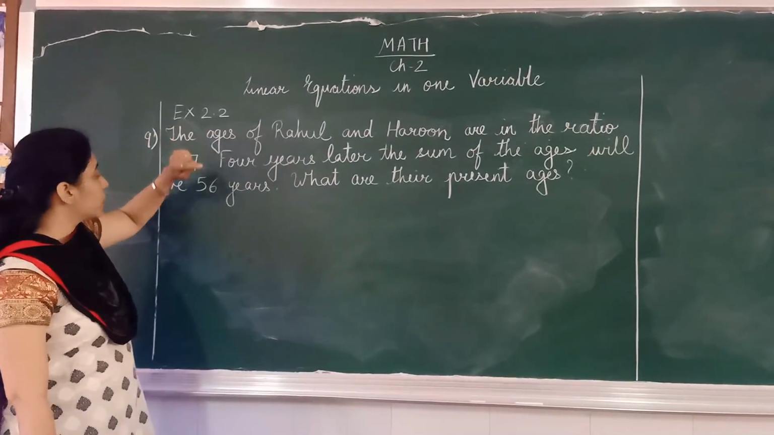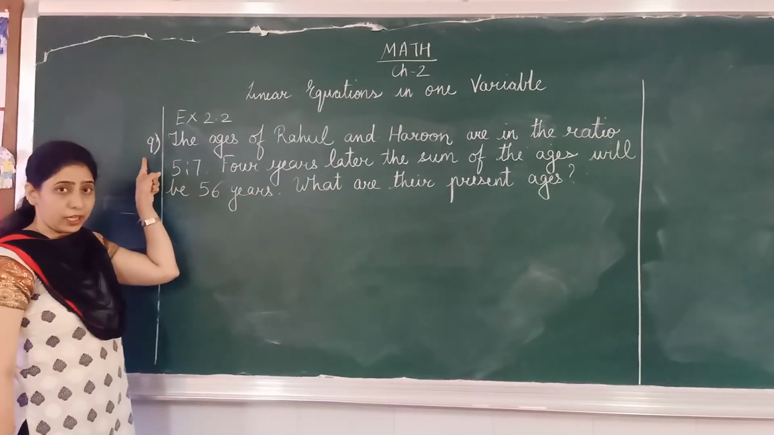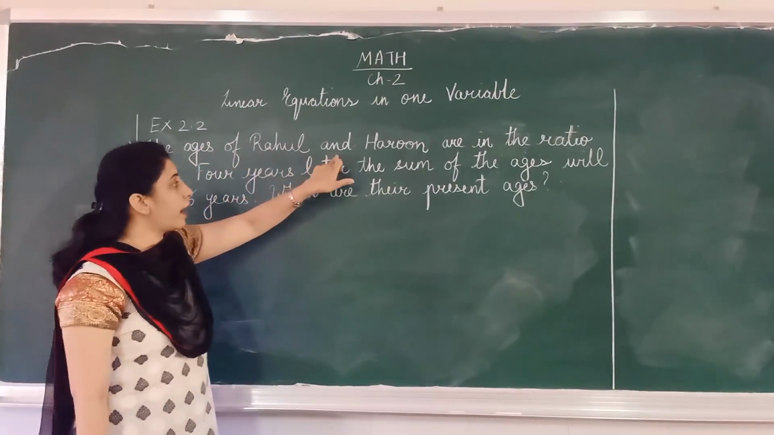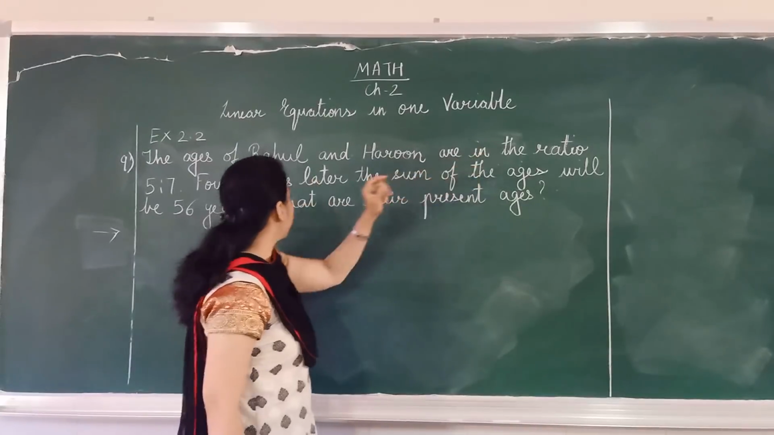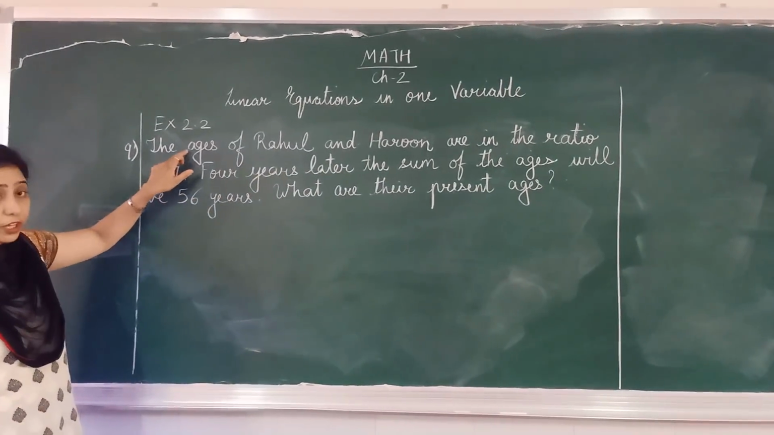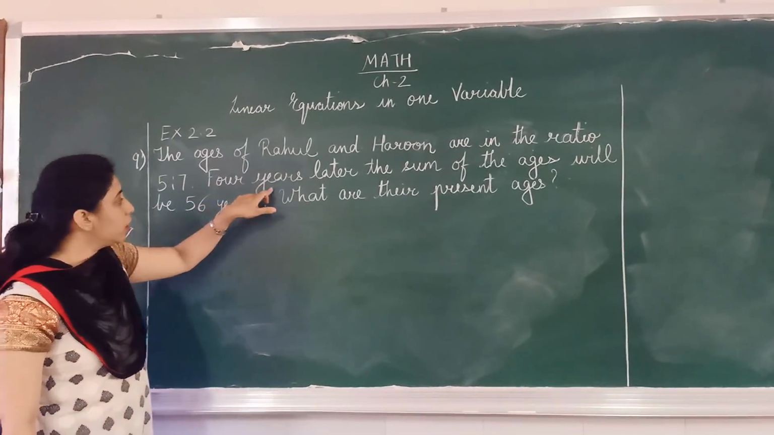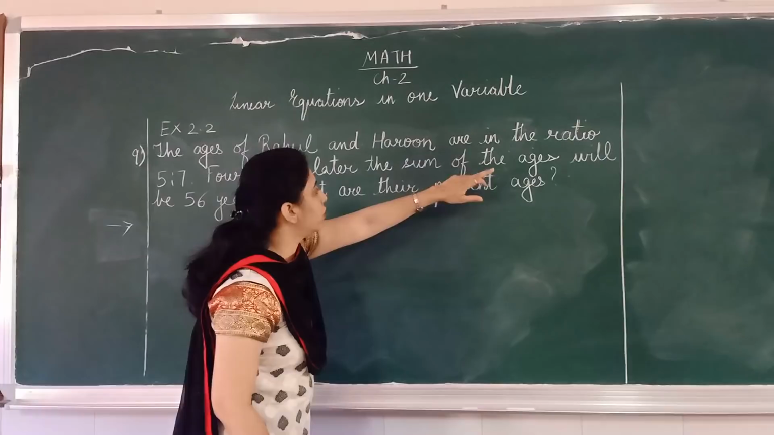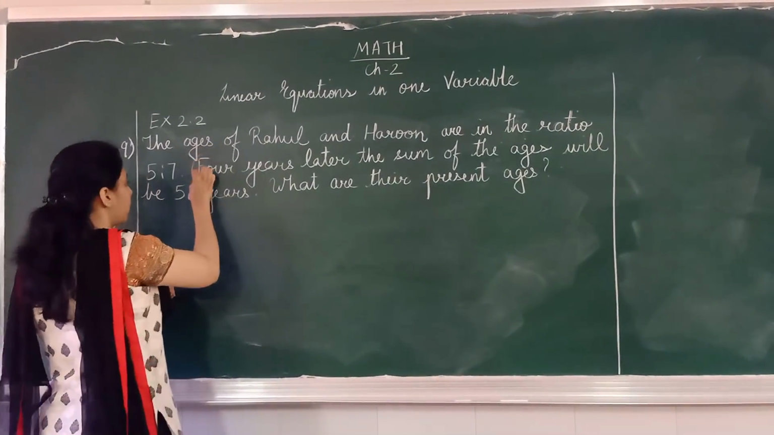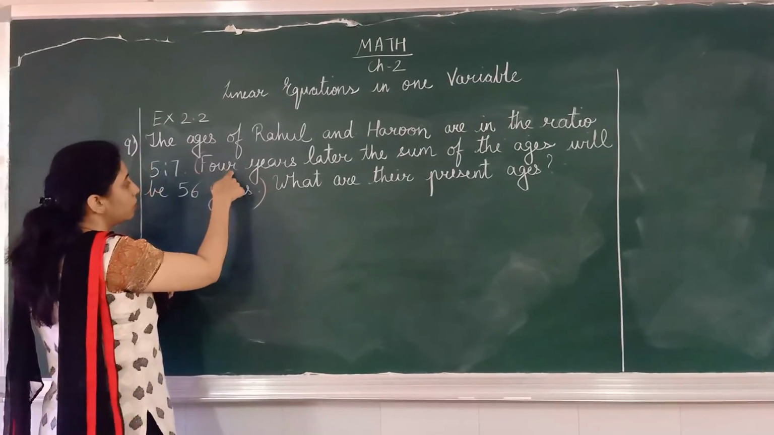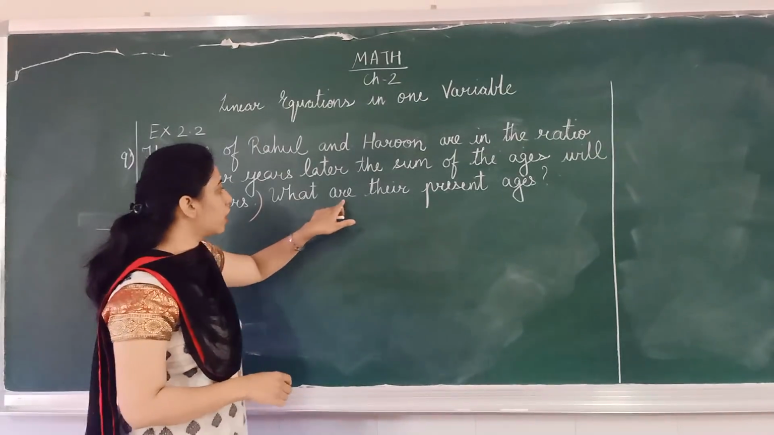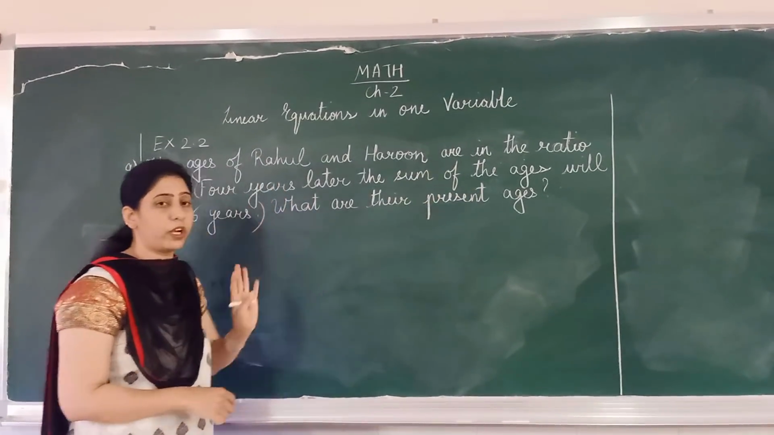Now the next question from exercise 2.2 is question number 9. We'll just read the question. The ages of Rahul and Harun are in the ratio 5:7. Now we have to find out the ages. Okay. 4 years later, the sum of their ages will be 56 years. Now students, this part is very important. From this part, you have to frame the equation. And what is the last question? What are their present ages? You have to find out the present ages.